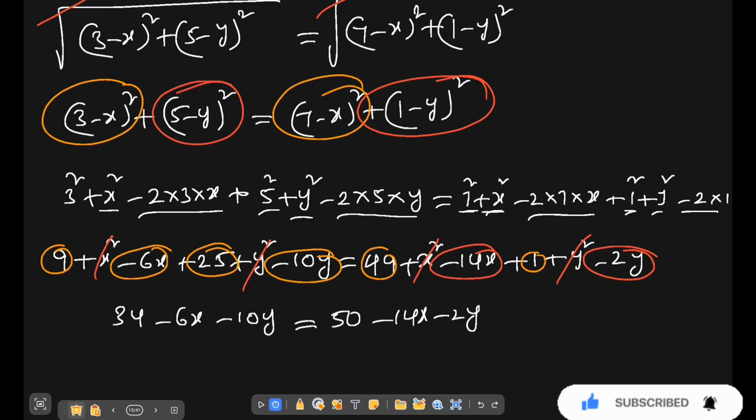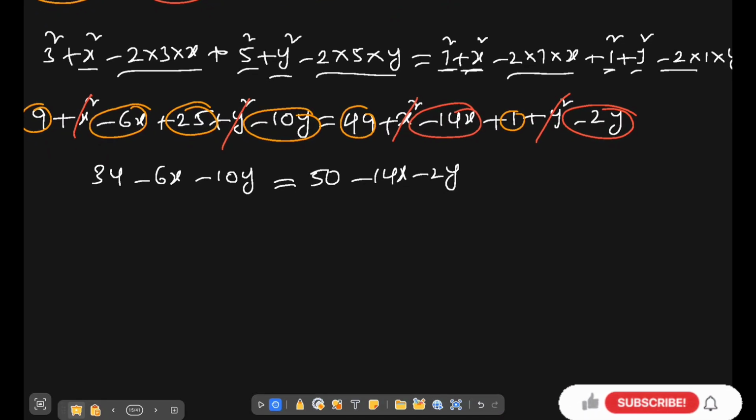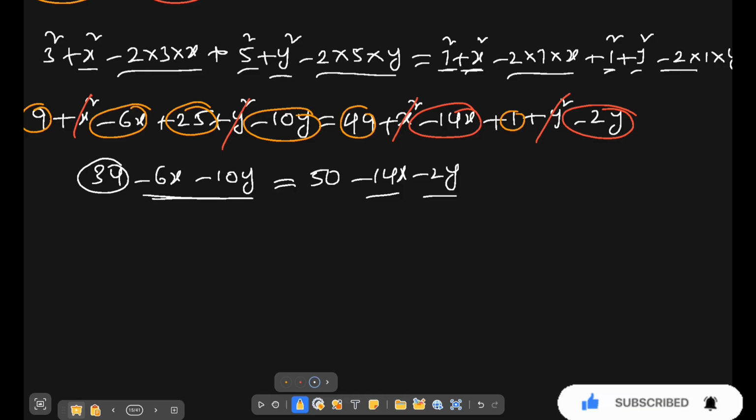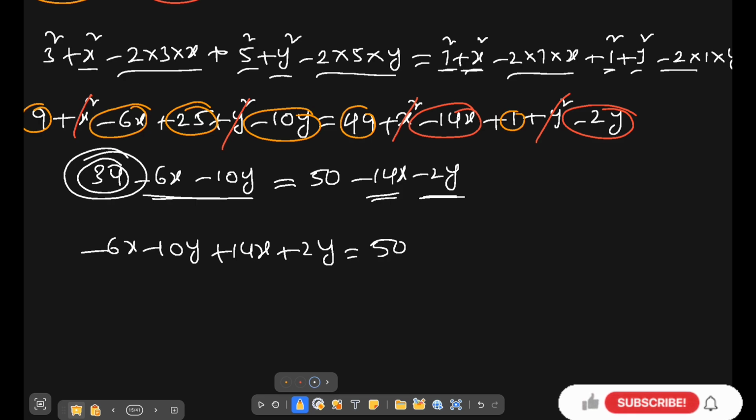So send 34 right side. Bring this minus 14x minus 2y left side, and this 34 right side. Now on the left side we have already minus 6x minus 10y. So if you bring minus 14x left side, it becomes plus 14x, and if you bring this minus 2y left side, it becomes plus 2y. Now on the right side we have 50. If you send this 34 right side, it becomes minus 34.